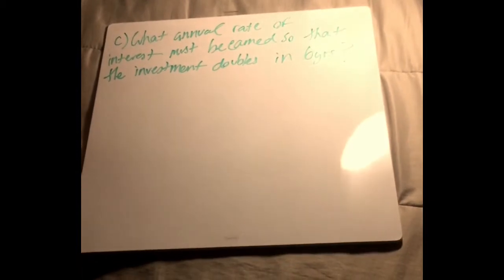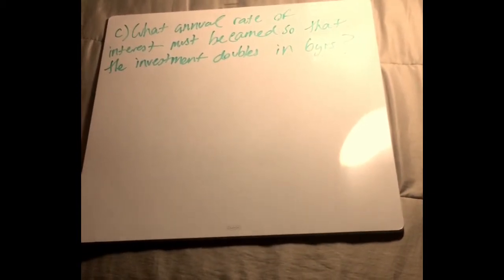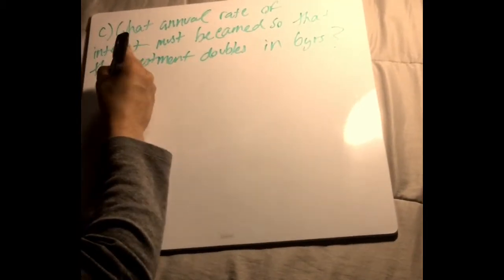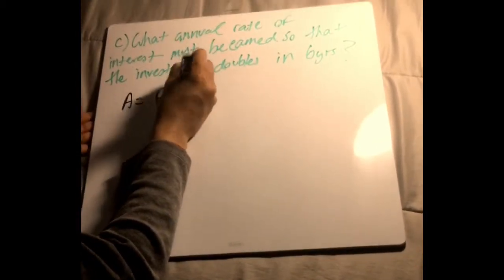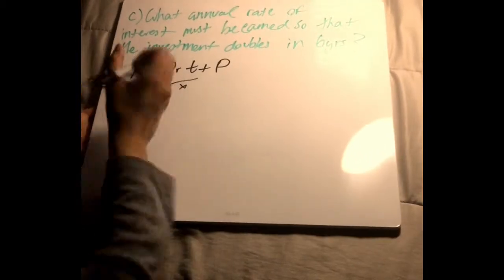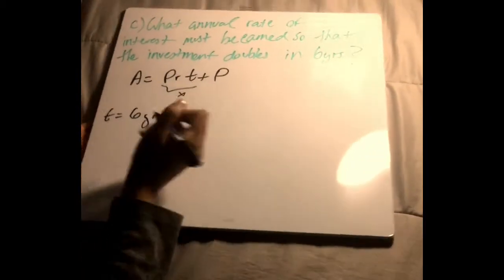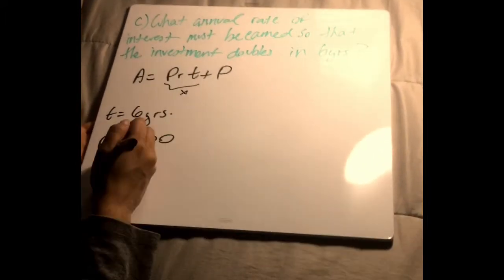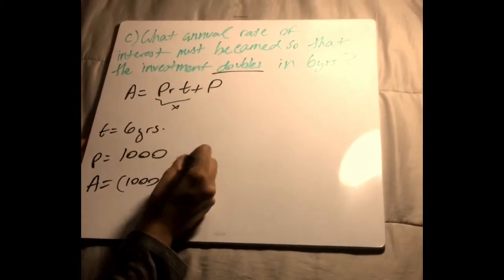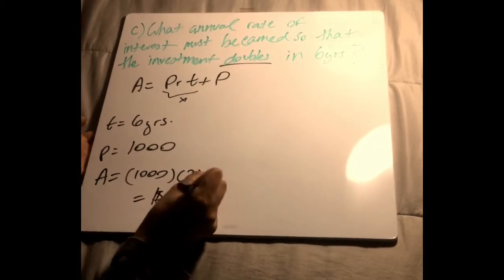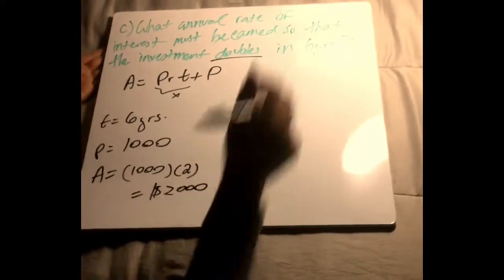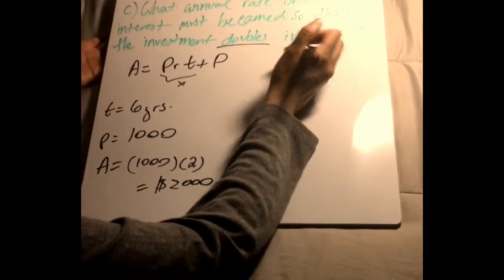So part C of question number 60 says, what annual rate of interest must be earned so that the investment doubles in 6 years? So we are going to use the simple interest equation, which is A, amount, equals principal times rate times time, plus P. This is all multiplied together. So we know that t equals 6 years. Our principal value is $1,000. And the amount that we want is the investment doubling, so 1,000 times 2, which is equal to $2,000. Now we are going to use this formula to figure out what the annual rate of interest should be so that it doubles in 6 years.